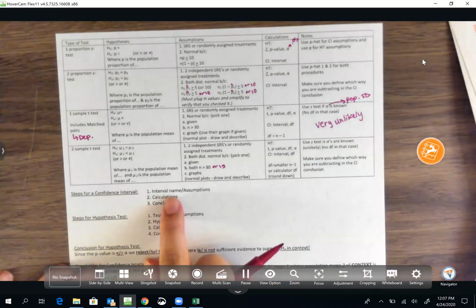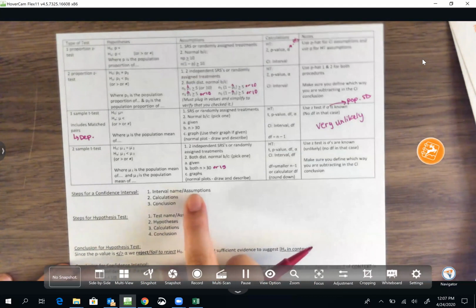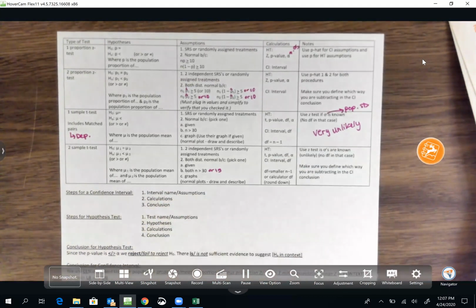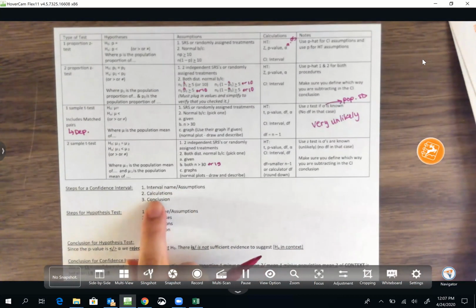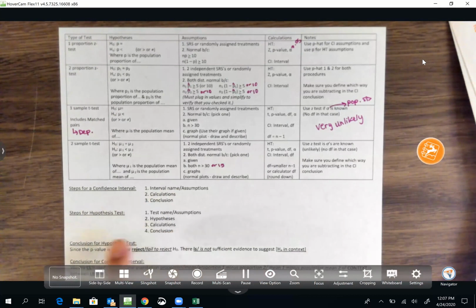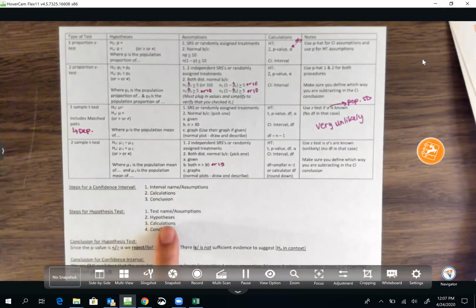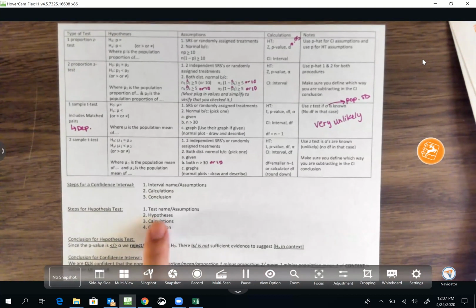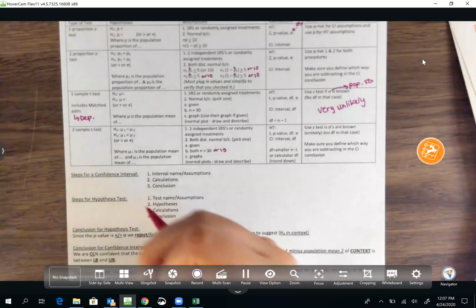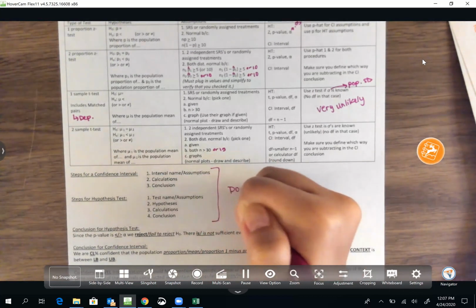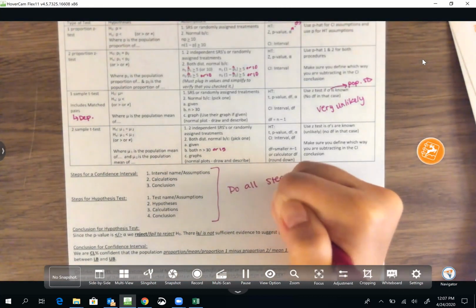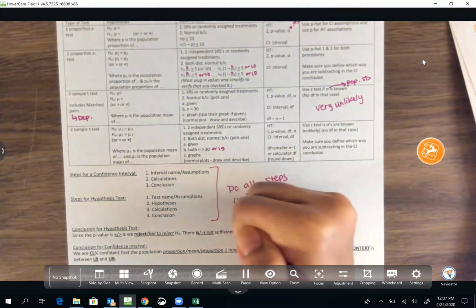So the first step is the interval name and the assumptions. They're written together because they're scored together. So make sure you have the name and the assumptions, your calculations, and your conclusion. For hypotheses, it's the same thing, except we have our hypotheses as our second step. So you do all steps unless otherwise stated.